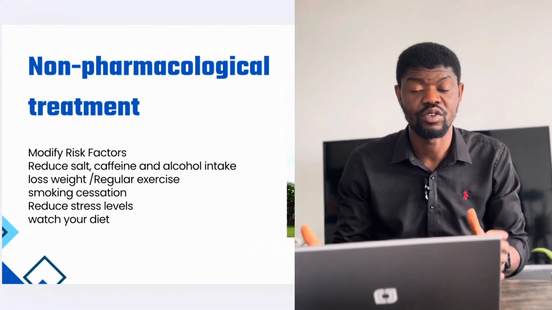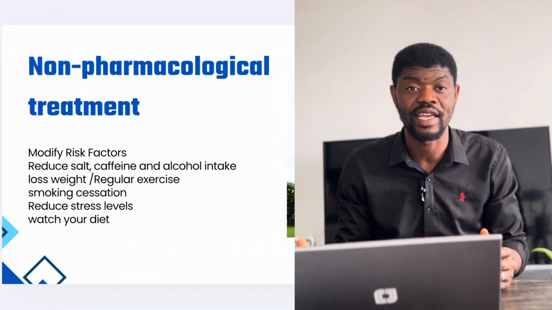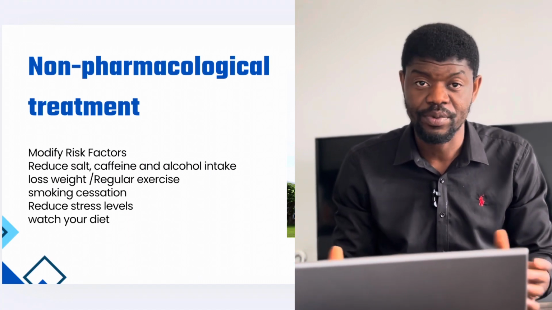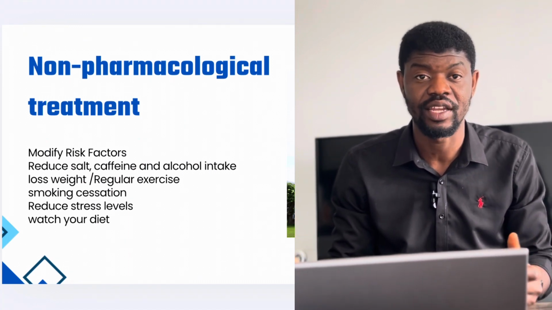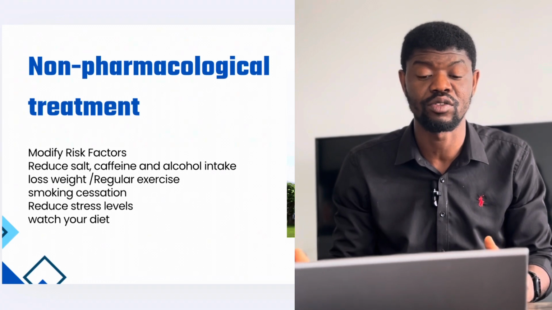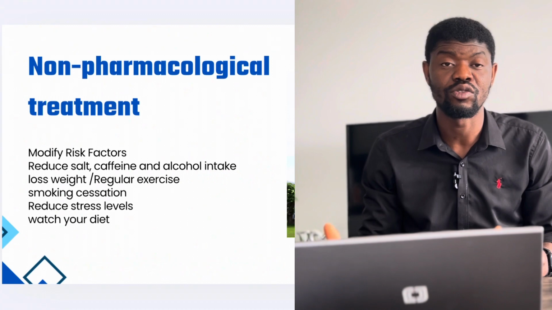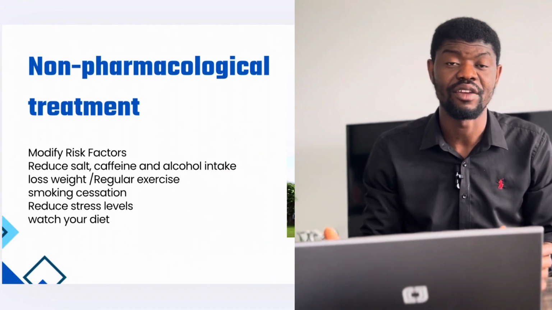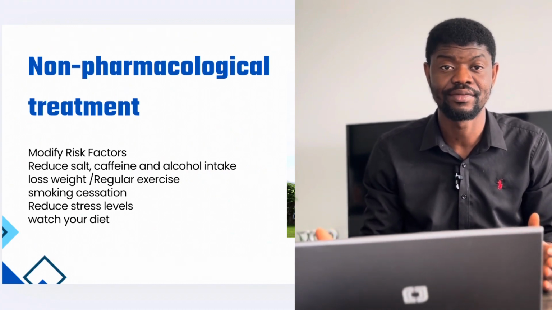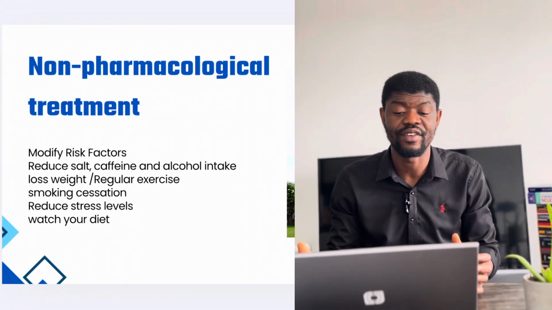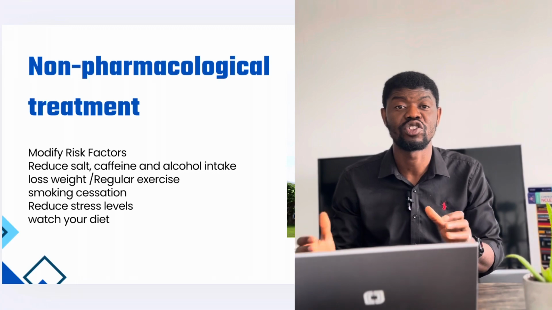So the few things you want to do is you want to reduce your salt intake, your caffeine intake, and your alcohol intake. The goal is to stop this completely, but if you cannot, then the plan will be to reduce them in order to help lessen the effects of the disease condition. You also want to lose weight if you are overweight, and you want to encourage regular exercise. You want to teach on smoking cessation, teach on stress relieving measures, and then you want to watch your diet.